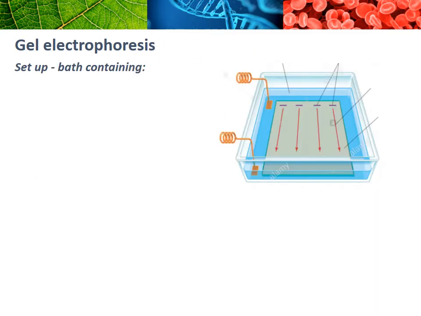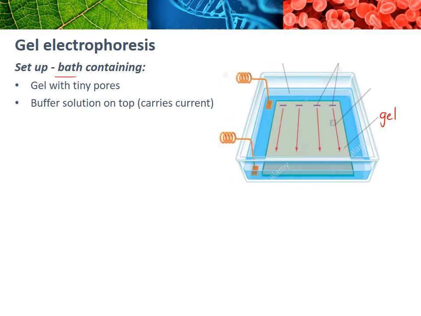So the setup of gel electrophoresis, you do need to know how it is done. We have this bath which contains a gel. In the picture here, that is the grey component. You should either be drawing this in your notes, or you can take this picture from my slides and make sure you label it. The gel has little pores in it, little holes, which is important because it allows the DNA to move through the gel. On top, we have this buffer solution. It's basically just a liquid that is placed on top of the gel. It's important because it allows an electrical current to be passed through the gel.